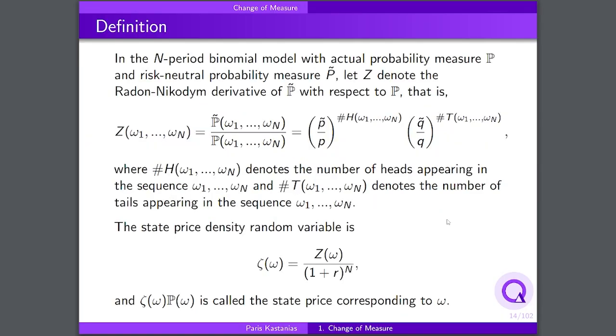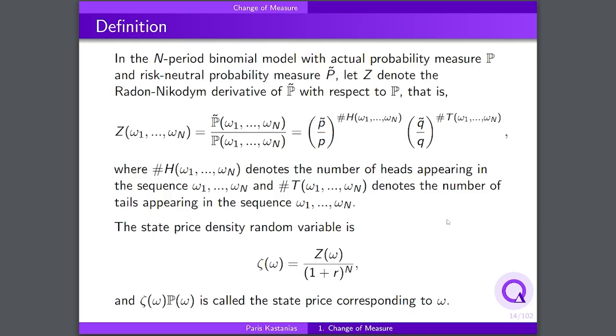So in an n period binomial model, let the actual probability measure be P and the risk neutral probability measure be P tilde, that should be mathbb. Let Z denote the Radon-Nikodym derivative of P tilde with respect to P. So that's this thing here. The state price density random variable is Z divided by (1 plus r) to the power of n.